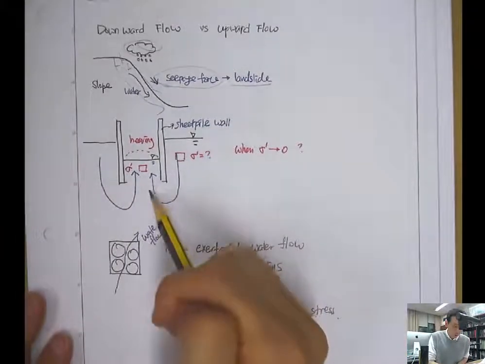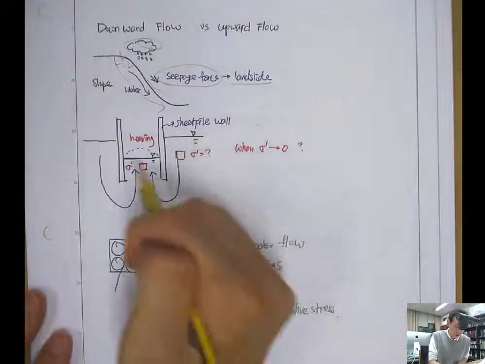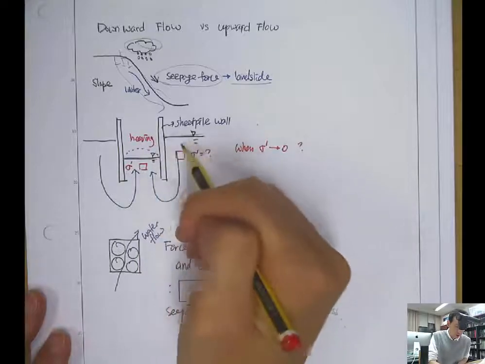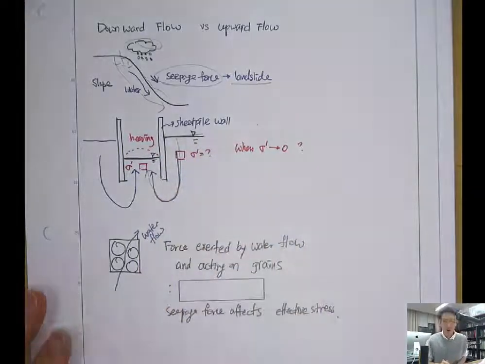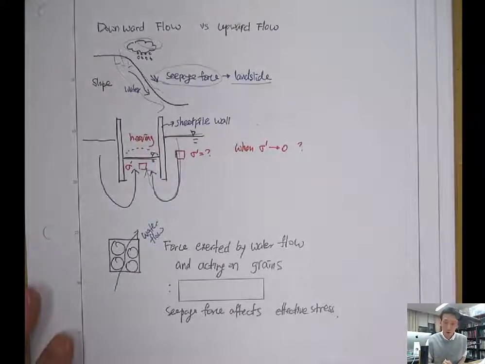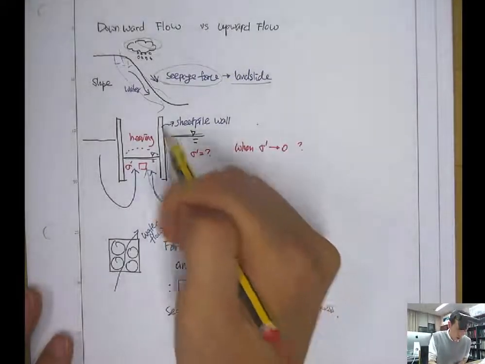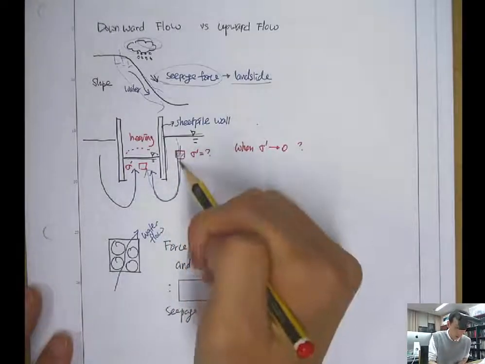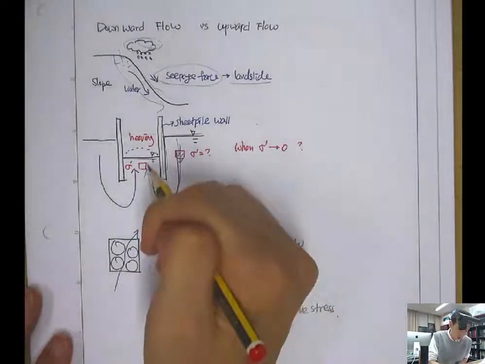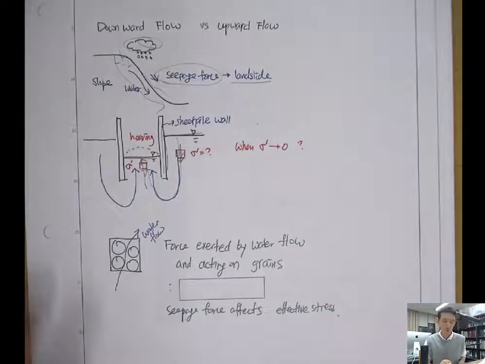What about the excavation site? When you excavate, the water will flow from outside to the inside of the excavation site. So outside this wall you have a downward water flow, and inside you have an upward water flow. So how does the direction of the water flow affect the pore pressure and therefore the effective stress?